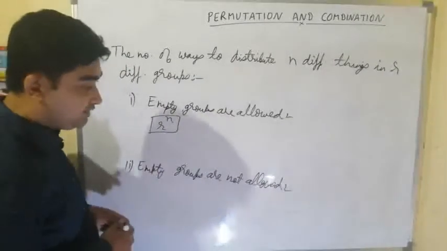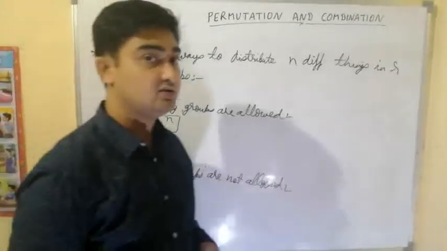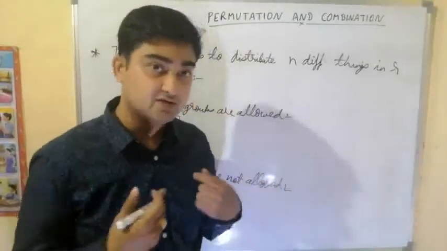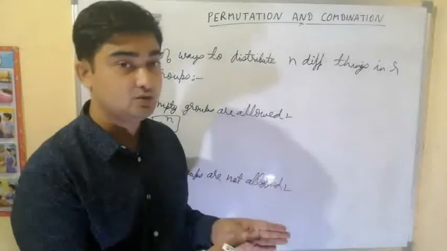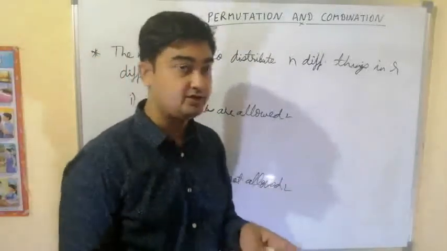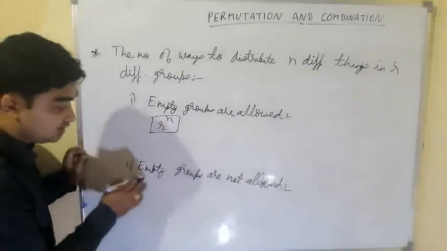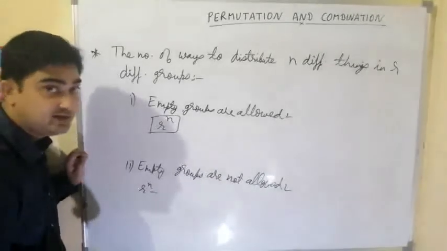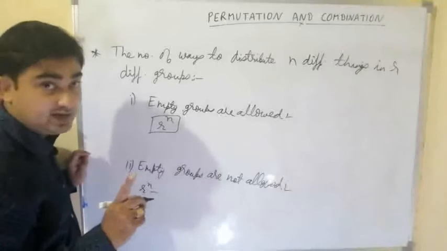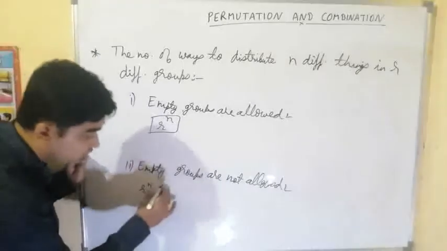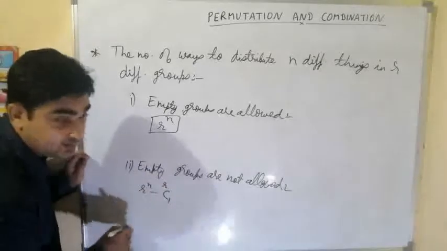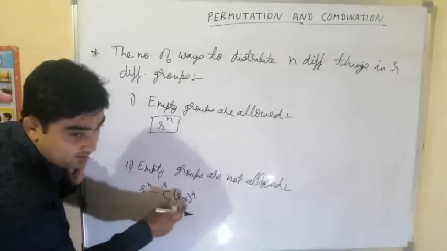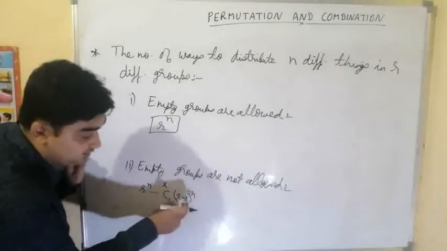Now if empty groups are not allowed, then what will happen? This r power n contains all the possibilities where everything is given to only 1 selected group, everything is given to only selected 2, everything is given to selected 3. So r power n contains all the possibilities. If empty groups are not allowed, from these total cases, we have to subtract the cases where 1 is empty, any 1 is empty. Then how to do it? Out of r groups, select 1. In how many ways can it remain empty? (R minus 1) power n, that is, give everything to the remaining r minus 1. Everyone will have r minus 1 choices, so (r minus 1) power n.